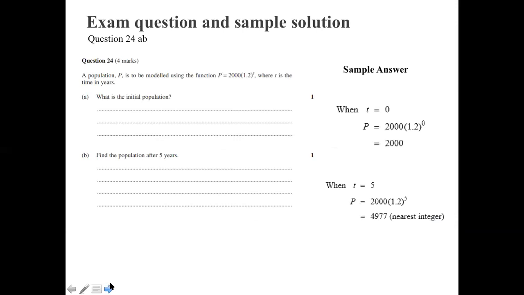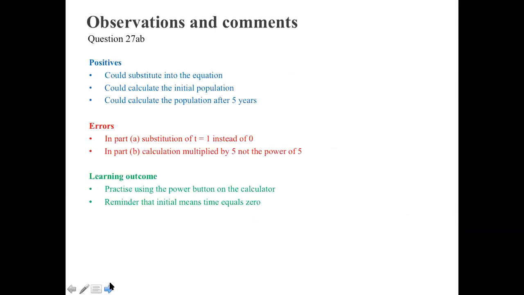Okay, so question 24, A and B. Students had to work out the initial population and the population after 5 years. So they just had to substitute in T is 0 and T is 5 for part A and part B. The positives: the students could substitute into an equation. They could work out the initial population and they could calculate the population after 5 years.